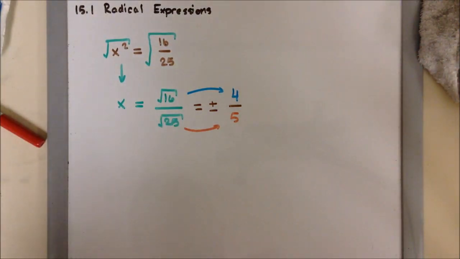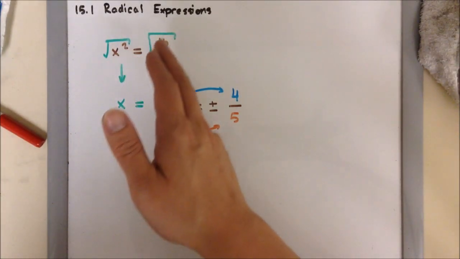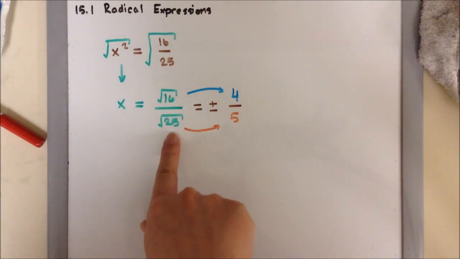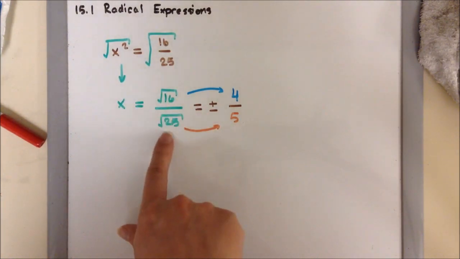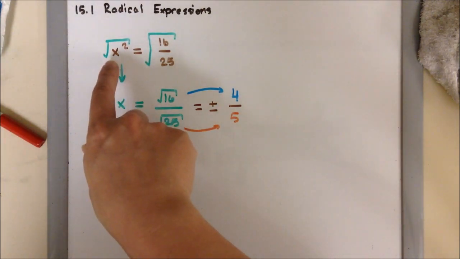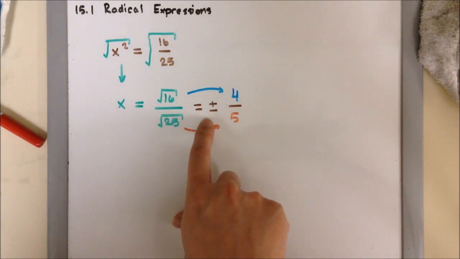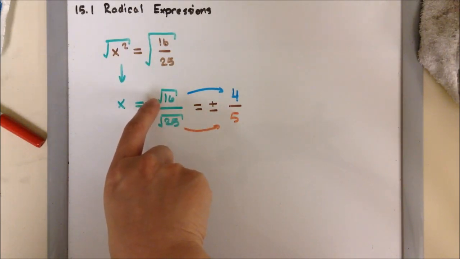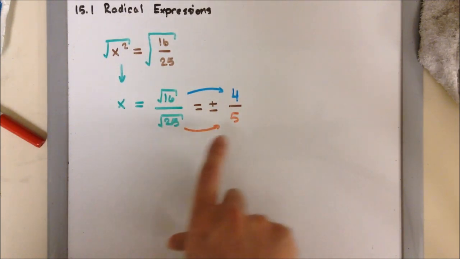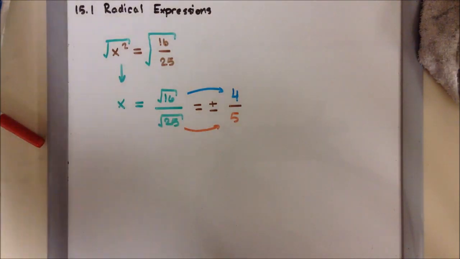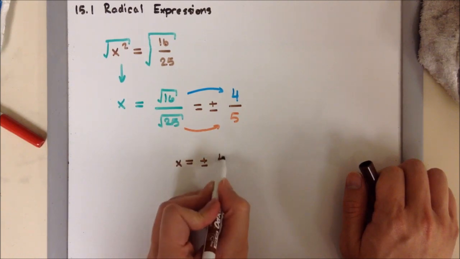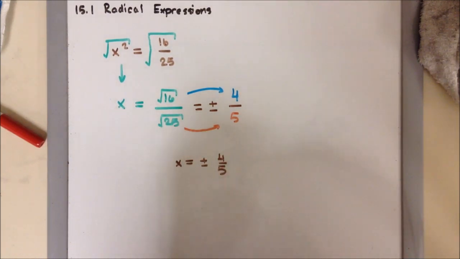So to review, we're solving for x squared and it equals 16 over 25. We did the square root on both sides and ended up with square root of 16 over square root of 25. Then again, we know that since we're solving for x squared, we're going to have a positive and negative solution. Next, I did the square root of the numerator, so square root of 16 is 4. Then I did the square root of the denominator, square root of 25 is 5. So my final solution is x equals positive and negative 4 over 5.